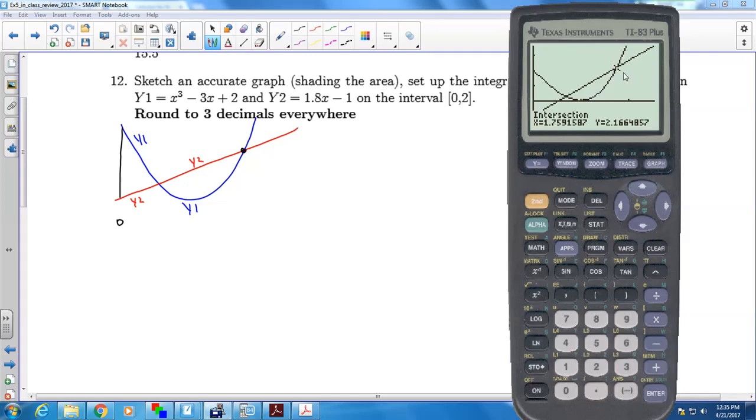All I care about is the x value. That's 1.759, which is to the left of 2. So that means 2 is going to be over here somewhere. So I got a little area going on right there.